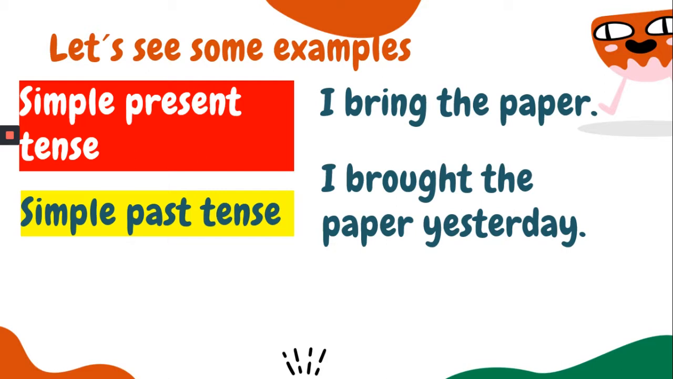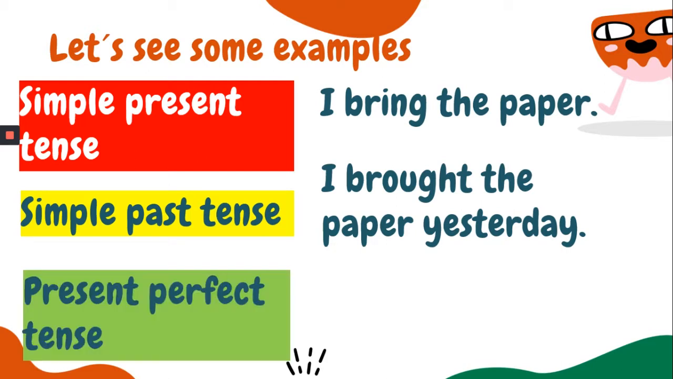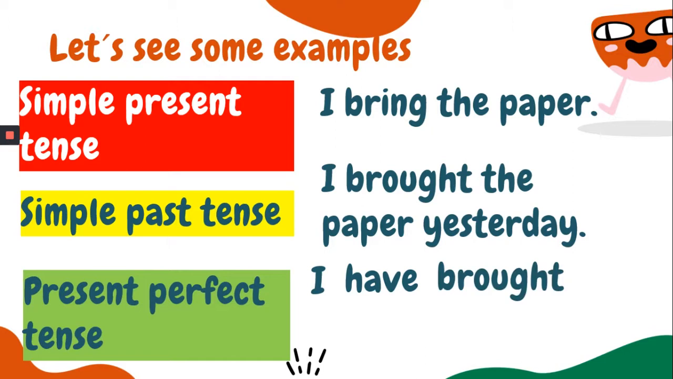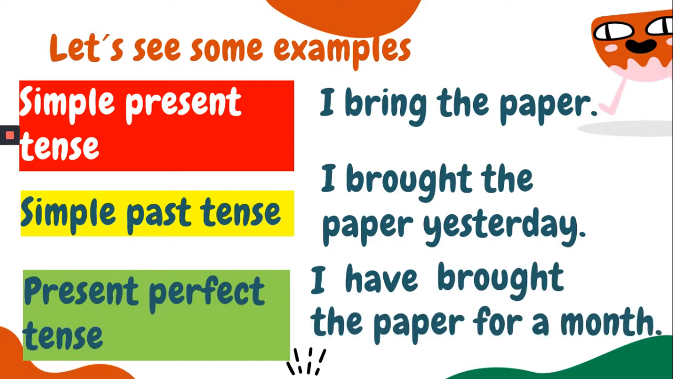And the good thing is that the past participle doesn't change either. As we're going to see in the present perfect tense, we're going to use again the simple present perfect tense, and we're going to use this example. I have brought the paper for a month. So I've been bringing the paper for a month. I brought it today, and we'll probably continue bringing it anytime in the future, and till any time in the future. So they can say that I have brought the paper.